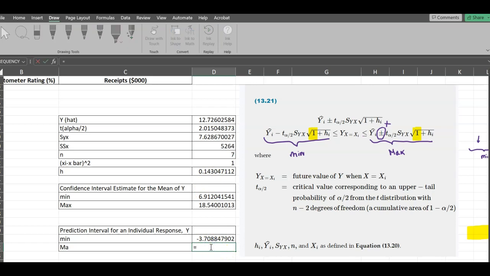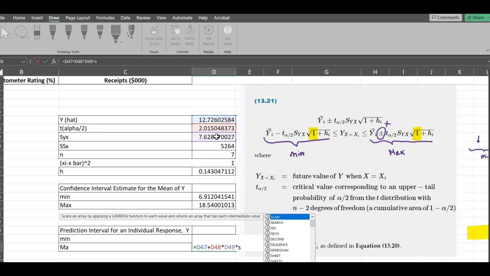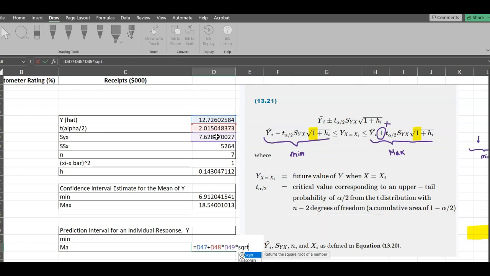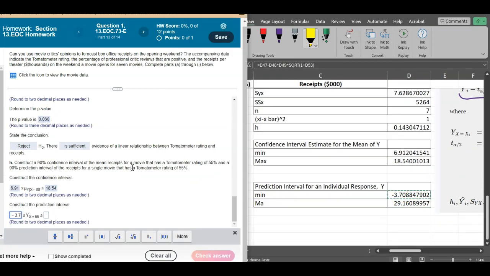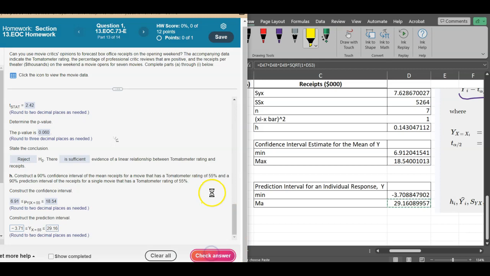The maximum value is going to be the same thing, so you're going to select the y hat plus the t alpha times standard deviation times square root of 1 plus h, which is this value. That's it. We got these two values here, so we can plug them in. So that's going to be 71, and this is going to be 29,16. Okay, let's check it.